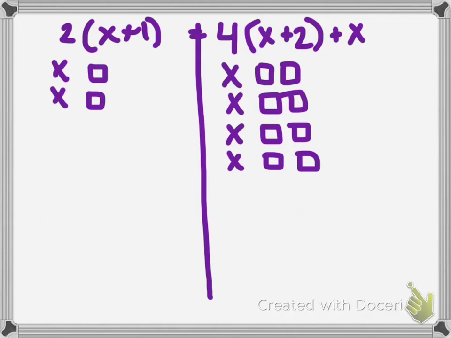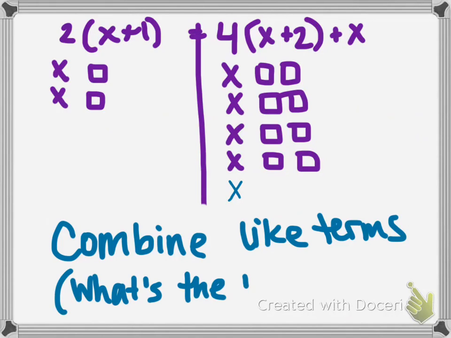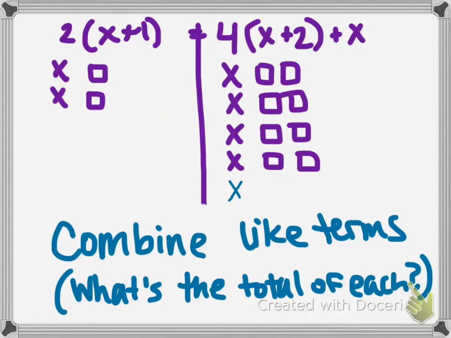Once you get that, then you have to look at that plus x off to the side. So we put that with our other x's on that side of the equation. By doing this, we are combining like terms. Basically, we want to know what's the total of each term. So on the left side of the equation, I have a total of 2x plus 2 ones. And on the right side, I have a total of 5x plus 8 ones. So our first step was to distribute, that's in purple. And our second step was to combine like terms, and that is in blue.